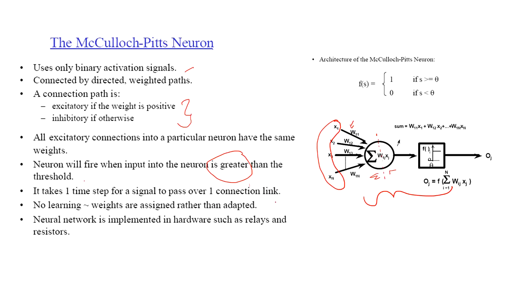For the first McCulloch neuron, the weight, which is the synapse information here, is actually assigned rather than adapted. This means that we need to do a heuristic search, empirically selecting the values so that the model can be used to solve the given input dataset. For this type of neuron, the implementation is generally only used in hardware such as relays and resistors.